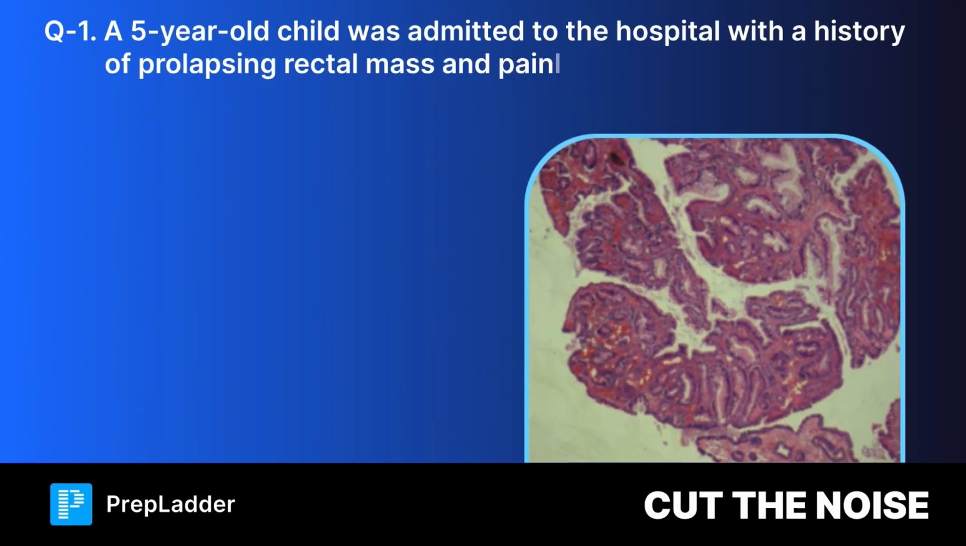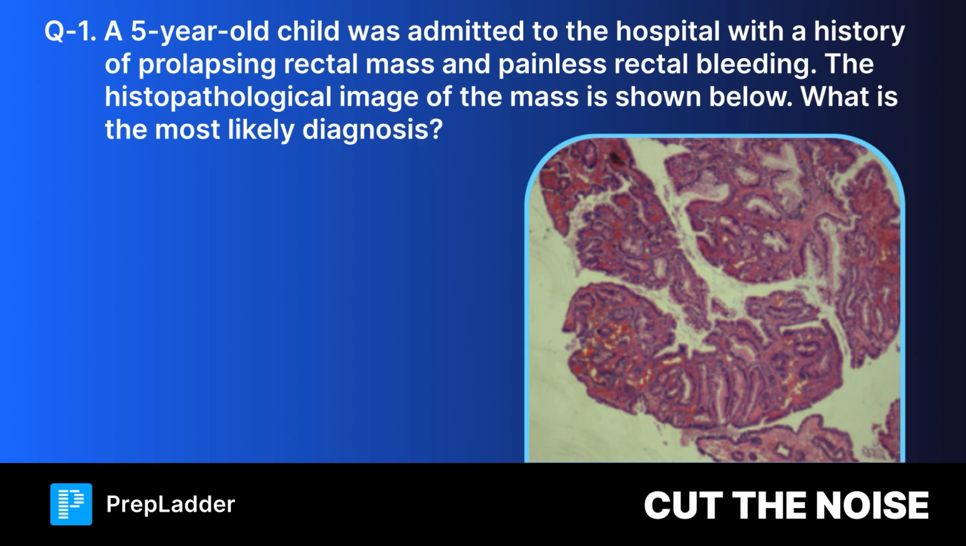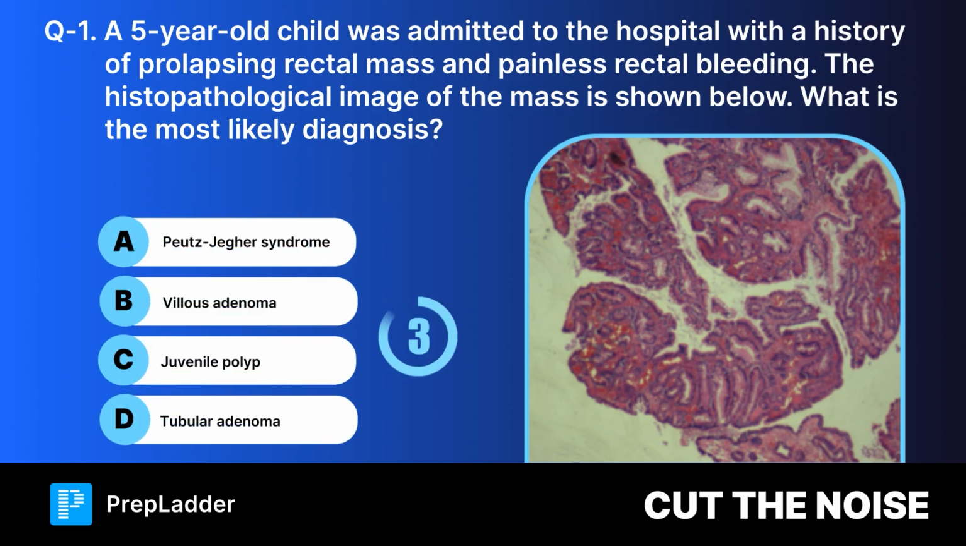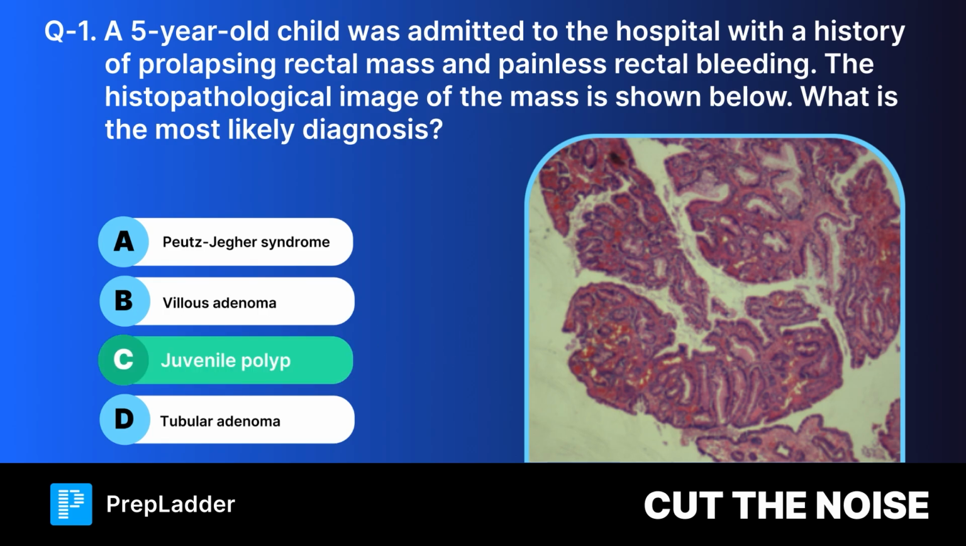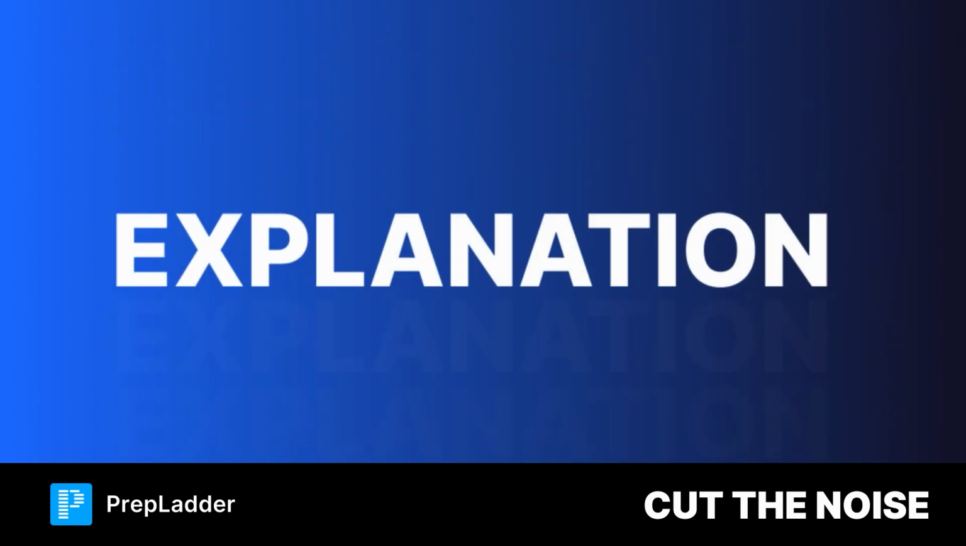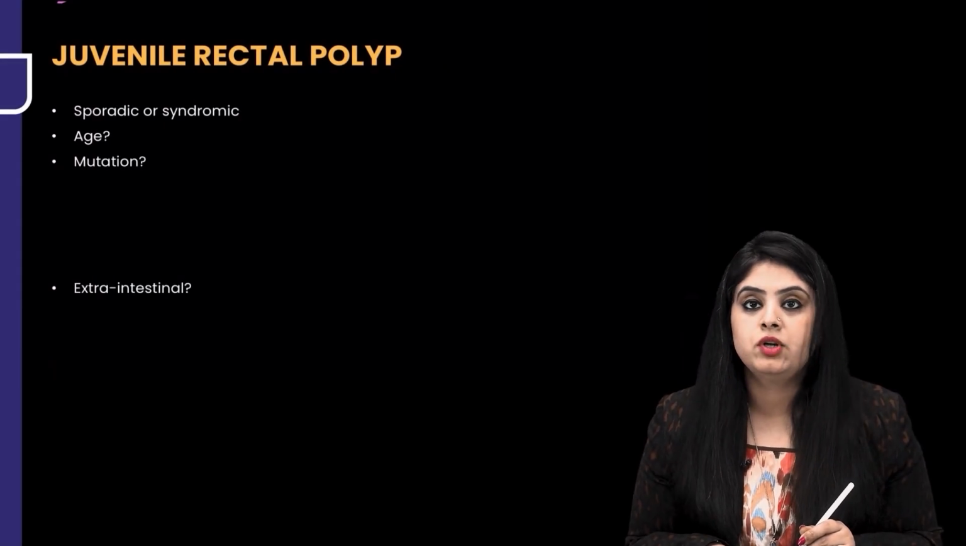Question number 1. A 5-year-old child was admitted to the hospital with a history of prolapsing rectal mass and painless rectal bleeding. The histopathological image of the mass is shown below. What is the most likely diagnosis? Your options are. And the correct answer is juvenile polyp. Here is the explanation. Juvenile rectal polyp.